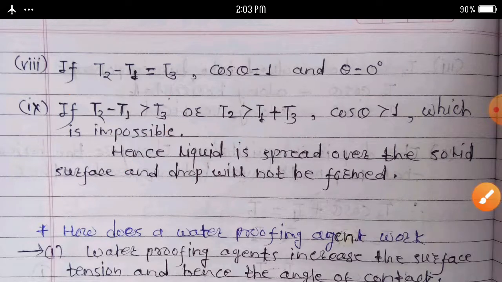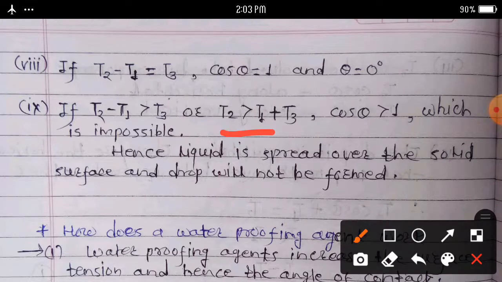This condition, if T2 minus T1 is greater than T3, or T2 is greater than T1 plus T3, gives cos theta greater than 1, which is impossible, hence liquid is spread over the solid surface and drop will not be formed. In this way, we can discuss the various conditions when a liquid drop on a plain solid surface will either form a droplet on the surface or spread on the surface.